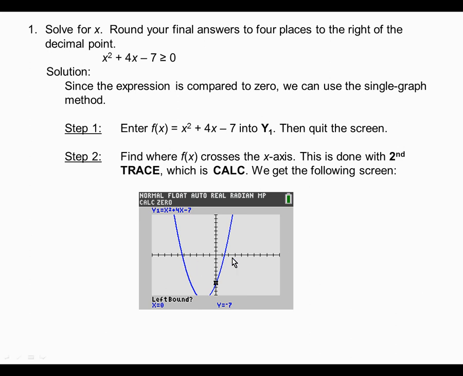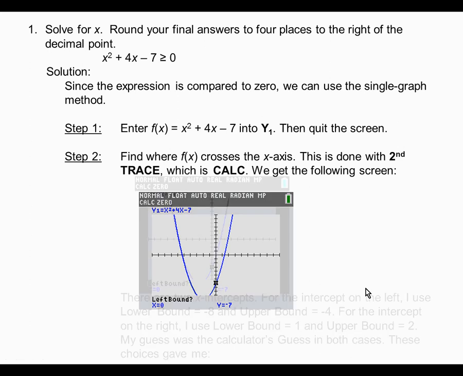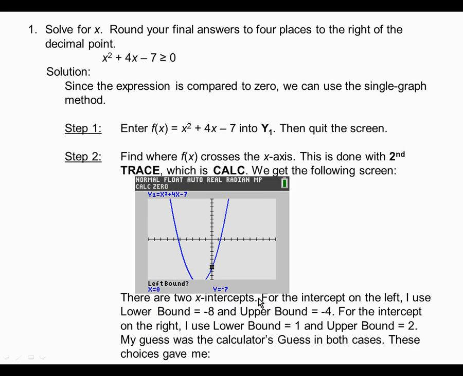Okay, notice there are 2 places where it's crossing. So there are 2 x-intercepts. For the intercept on the left, I use my lower bound of -8 and upper bound of -4. And for the intercept on the right, my lower bound was 1 and my upper bound was 2. Now, of course, these may not be unique, because remember, you want to get close to that one and close to that one. So in both cases, my guess was the calculator's guess.